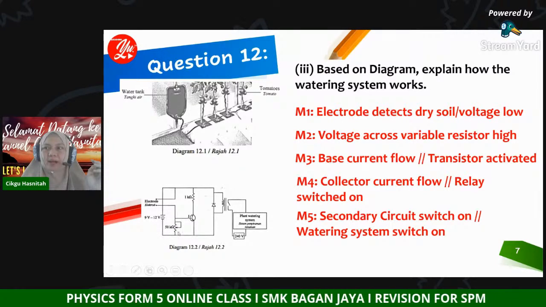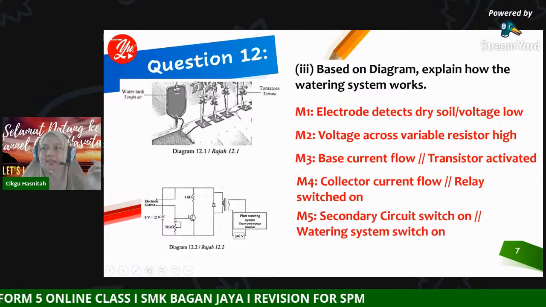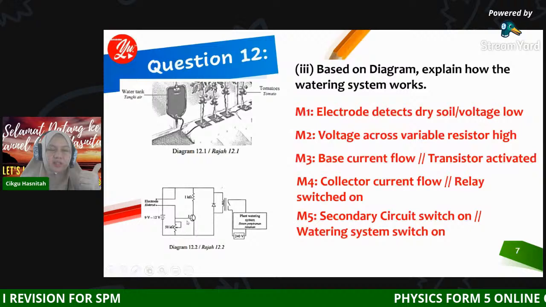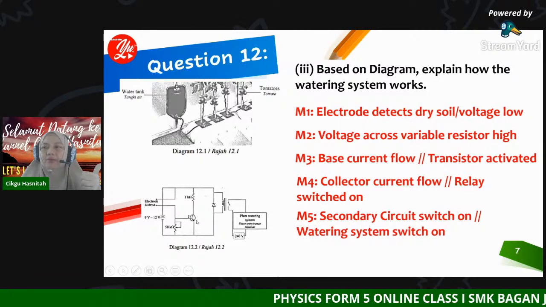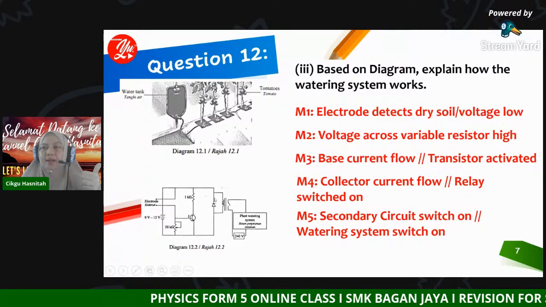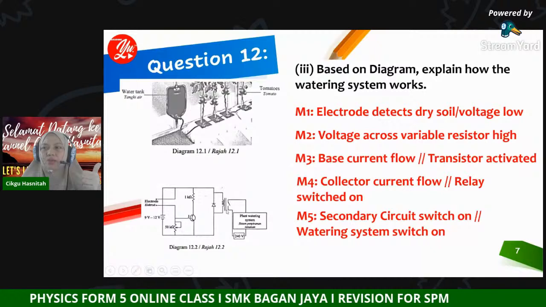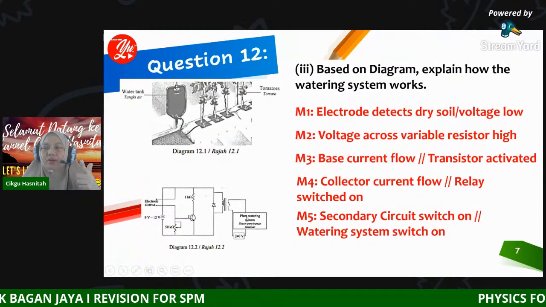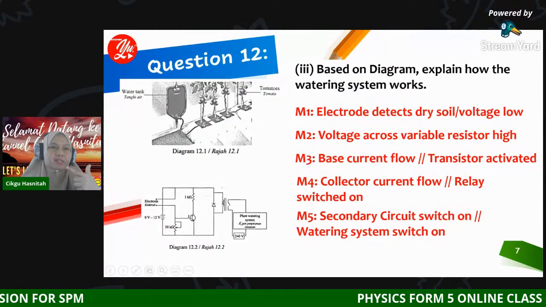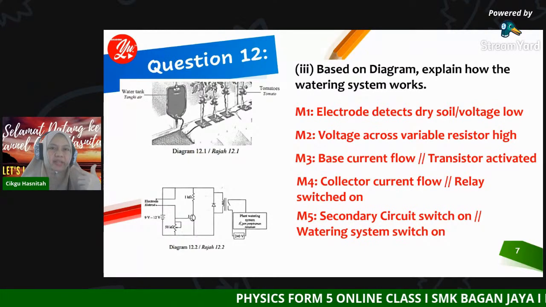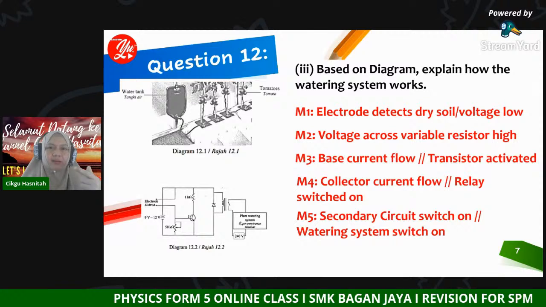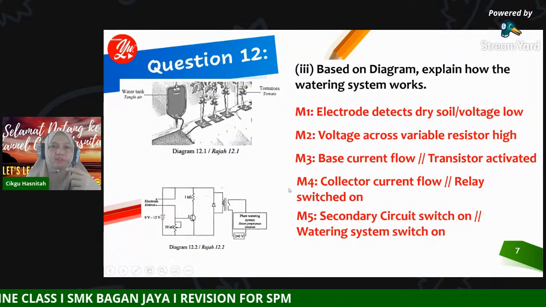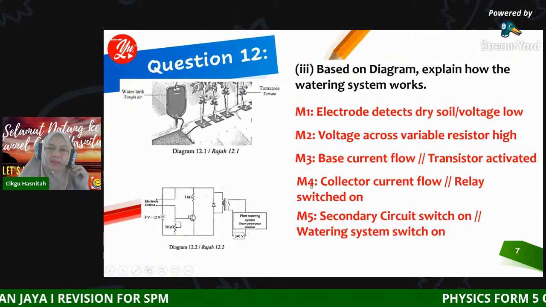So when we have a high voltage at the base, it means base current flows to the transistor. Transistor is switched on. So current flows to the collector connected to the relay switch. Relay switch is switched on. So the secondary circuit is switched on. Finally, the watering system switches on, or the watering system works. Okay, so this is the full explanation for question 12.3. Okay, next.